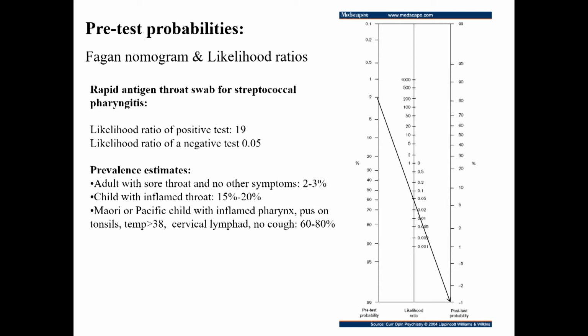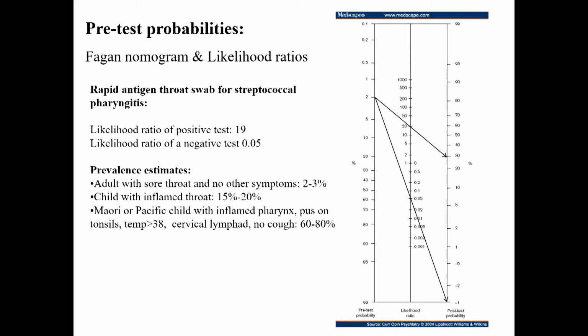So the left-hand line we're starting at 5%, and the right-hand line we're going down to virtually 0%. If we have a positive test, we go up to about 30%. So there's a 30% chance somebody might have a strep throat. In that situation, we might treat if the patient was high risk, Maori or Pacific. If non-Maori, non-Pacific, we might do a throat swab and then treat.